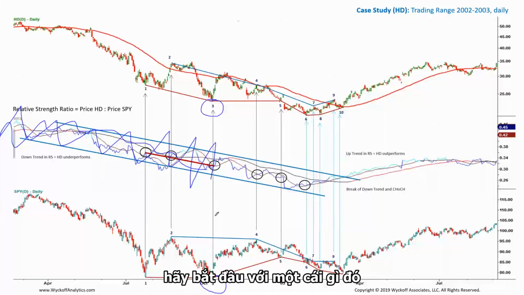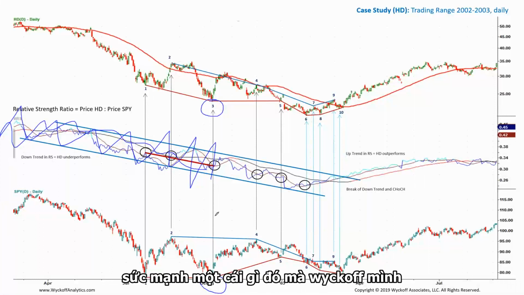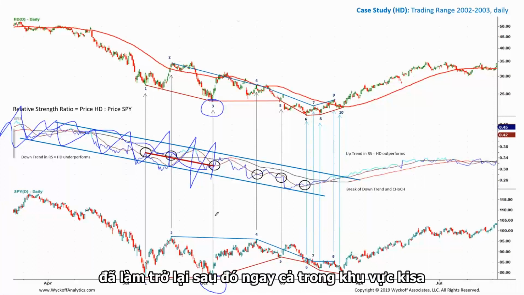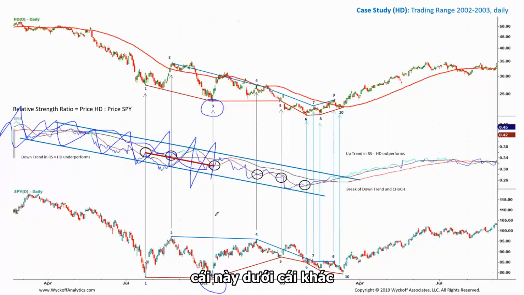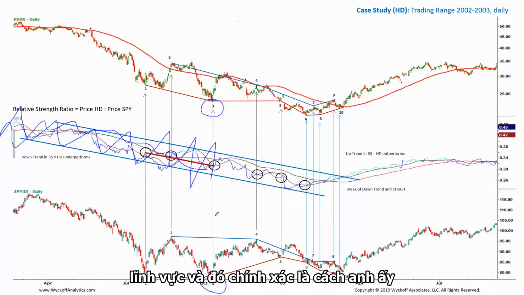Let's start with something that required a visual identification of strength, something that Wyckoff himself did back then. Even in his original course, you could find two charts, one under another, the chart of the stock and the market or the group or the sector, and that's exactly how he would look at this. He would do it exactly this way.